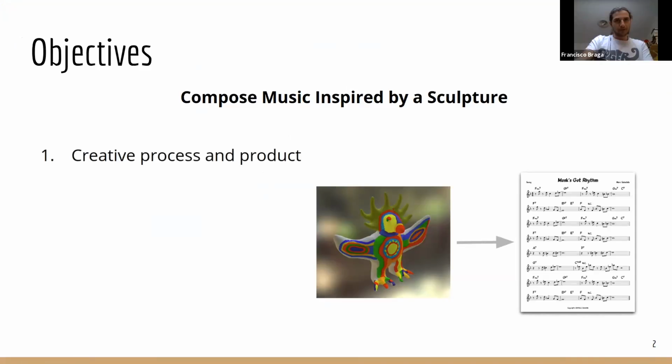So dividing our main goal into sub-goals, first we want both our product and our process to be creative. We want there to be an association between the sculpture and the music, not a direct one. And we want the music to be aesthetically pleasing.